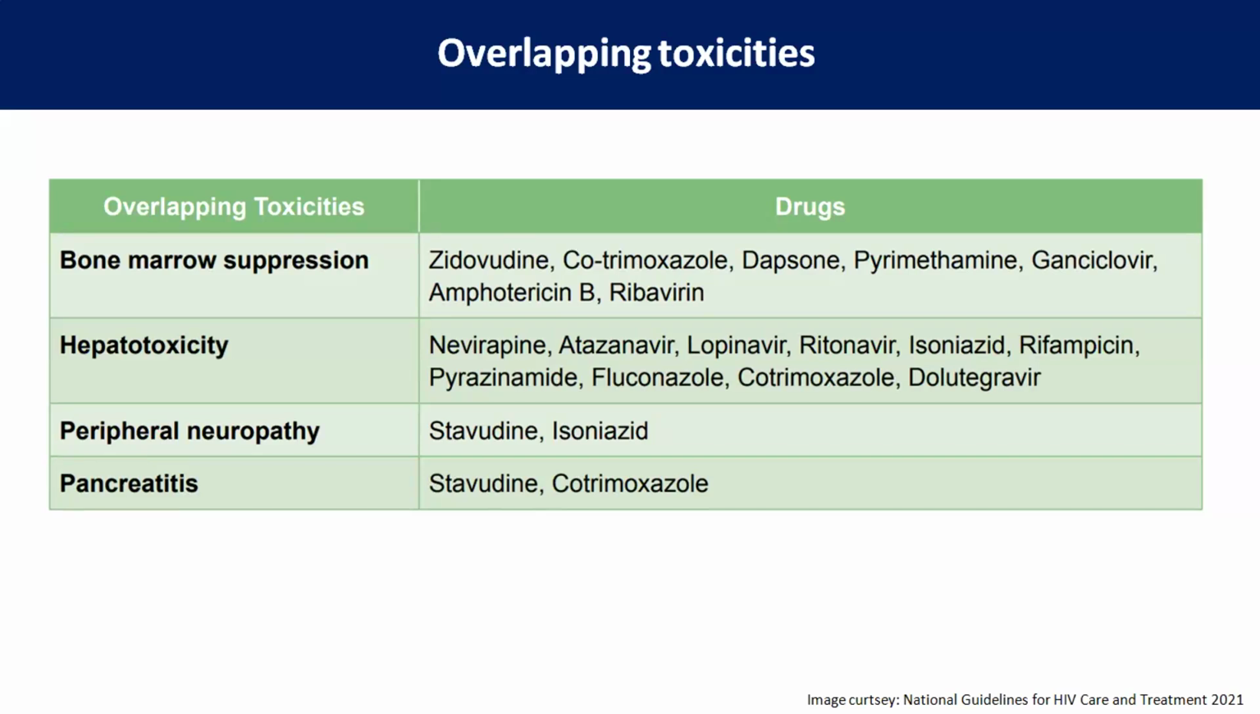Hepatotoxicity, similarly, anti-tubercular drugs like INH, rifampicin, pyrazinamide can also produce hepatotoxicity along with antiretrovirals. And commonly used fluconazole, which we use for oral candidiasis, and cotrimoxazole as prophylaxis can also produce hepatotoxicity. So many drugs can produce hepatotoxicity. So you have to identify whether ART is responsible for that jaundice, that hepatotoxicity, or not.